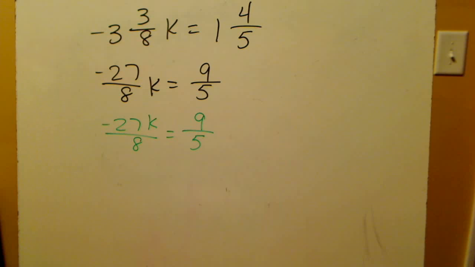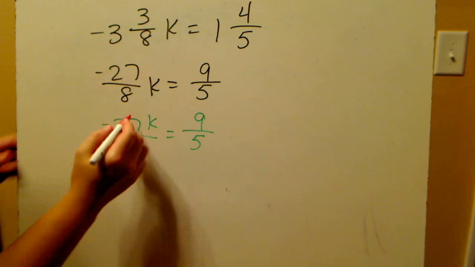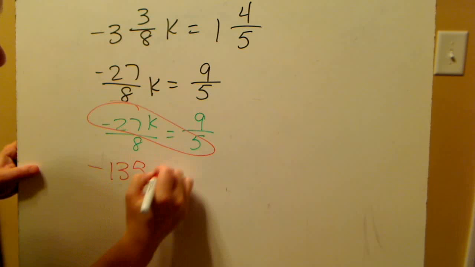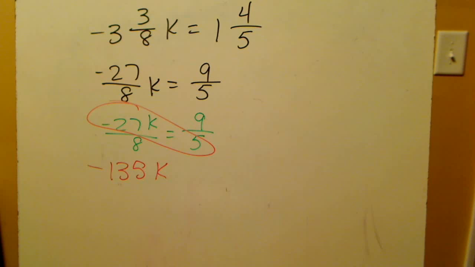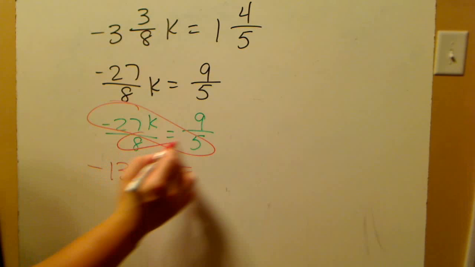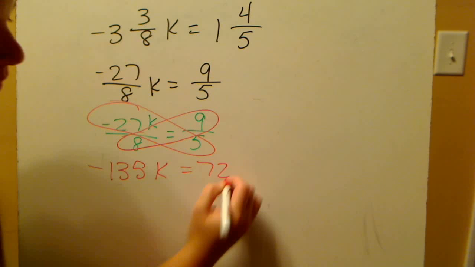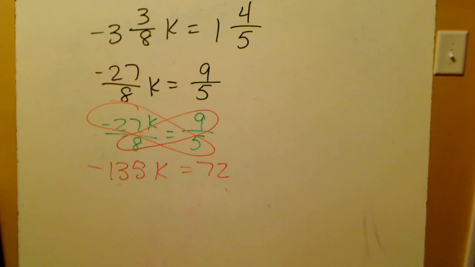So I'm going to take what we have and cross multiply. Negative 27 times 5 is negative 135k. Because we do have that variable there, it is getting multiplied by the 5 as well, so we keep it in there in our simplification. And then we've got 9 times 8, and 9 times 8 is 72. So now we're back to a simpler problem that we can work with.